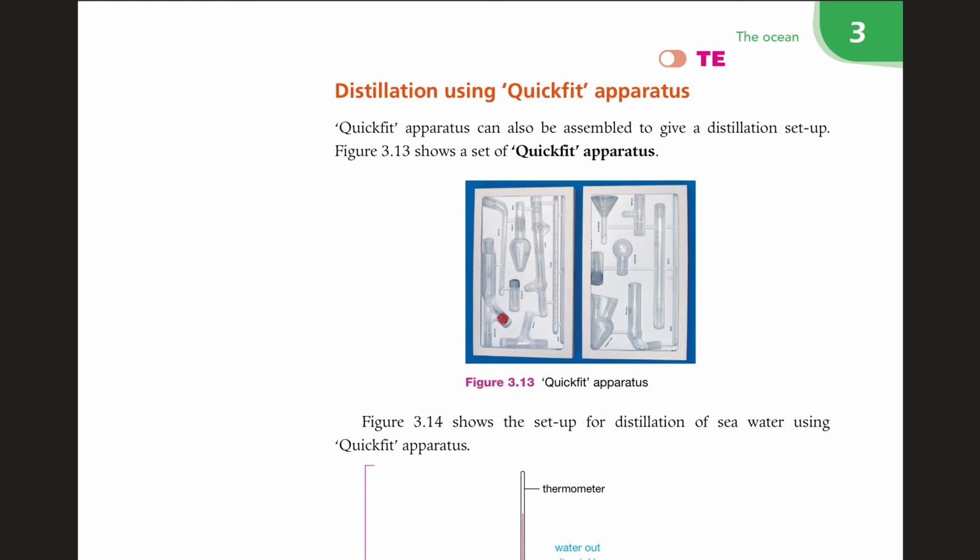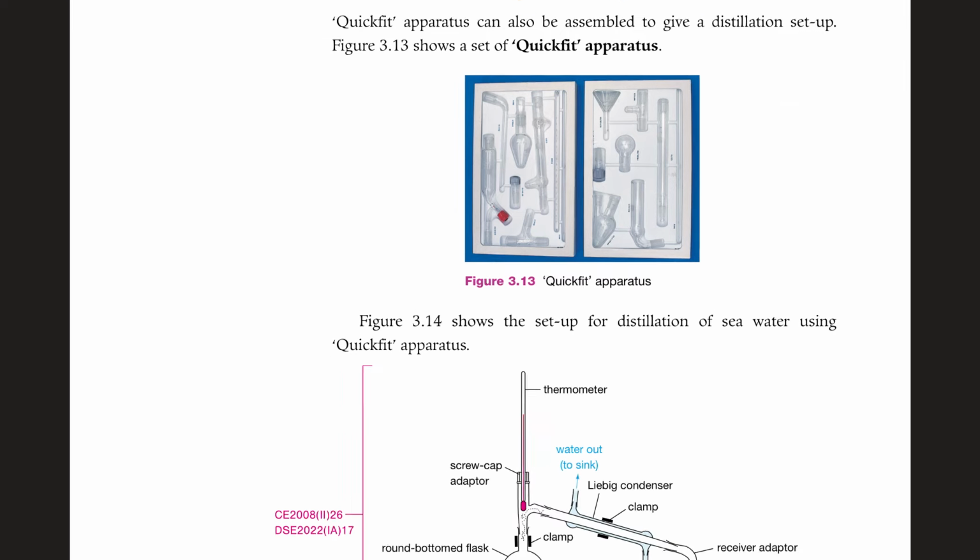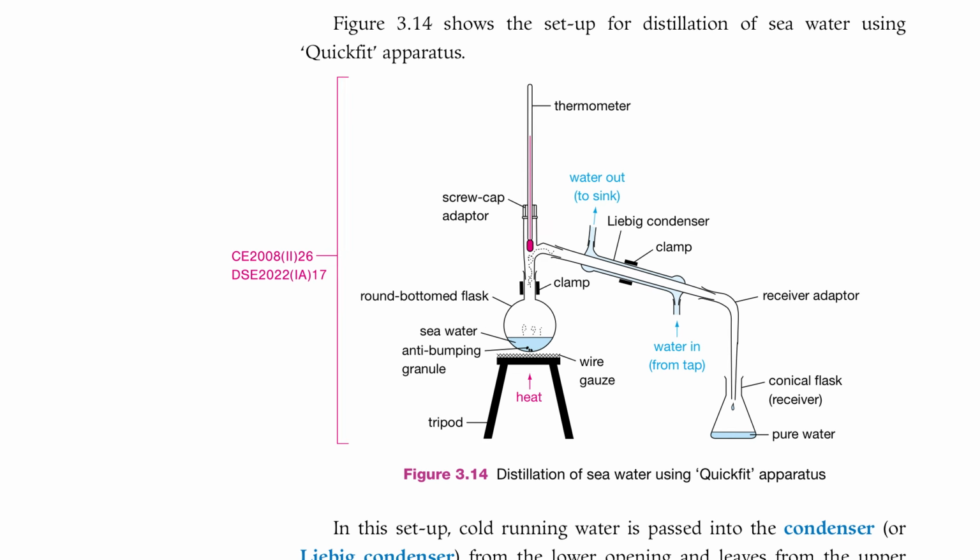It is because the quick fit apparatus can be assembled very quickly and easily. And besides that, it is quite airtight, so the vapor of the solvent would not escape from the setup. And then let's take a look at the principle of distillation. Simply speaking, distillation is based on the difference in the boiling point of different components.